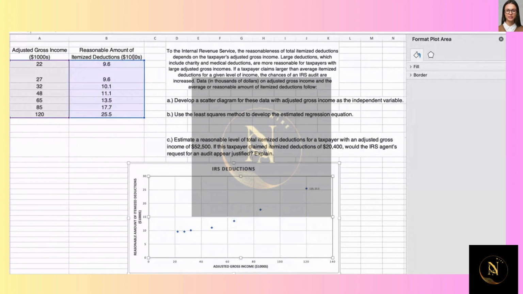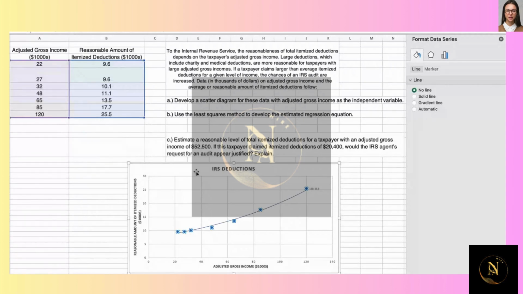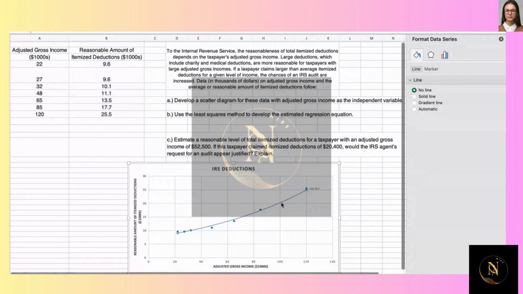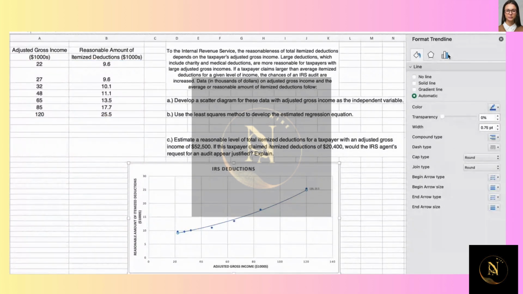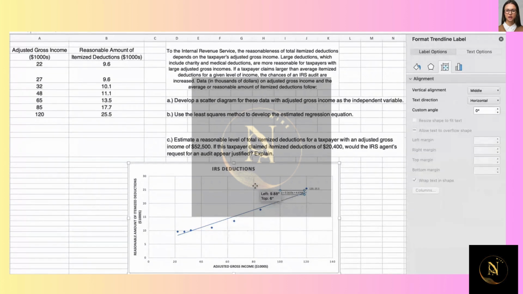It wants you to use the least squares method to develop the estimated regression equation. So I'm going to insert a trend line, and this actually does look exponential, but it does not want an exponential equation. So I'm going to add in a linear equation, display it in the chart, and make it bigger and bold.